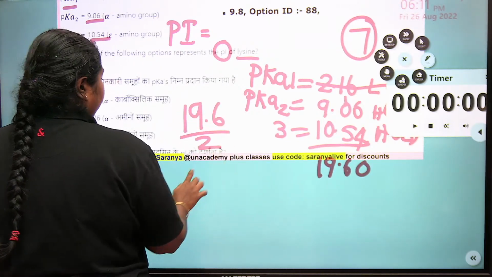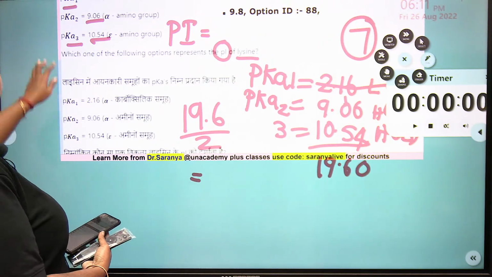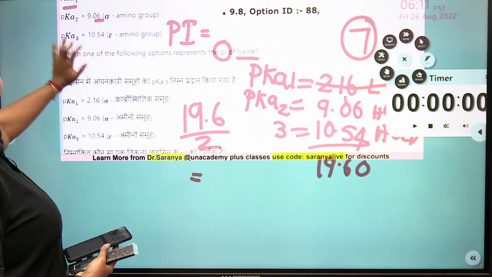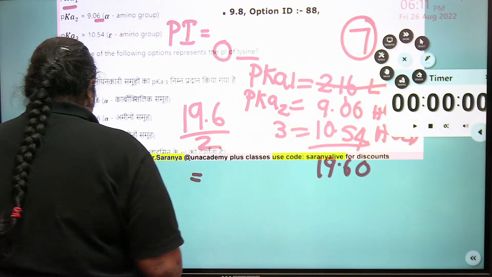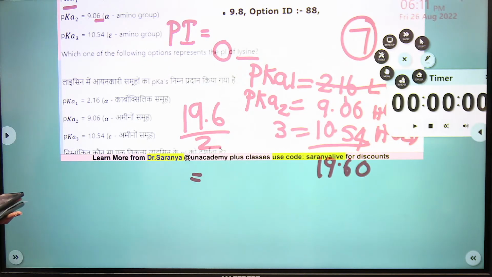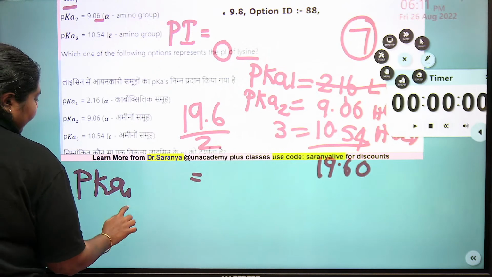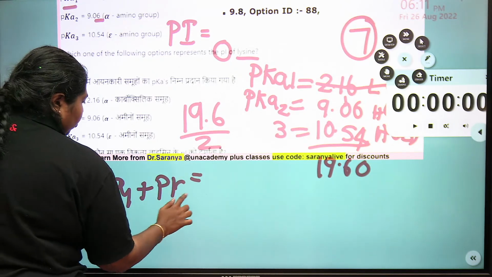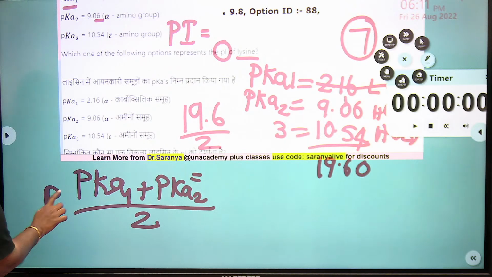So it is going to be 19.6 divided by 2. What is 19.6 divided by 2? So 19.6 is pKa 1 plus pKa 2 divided by 2. This is going to be my PI.